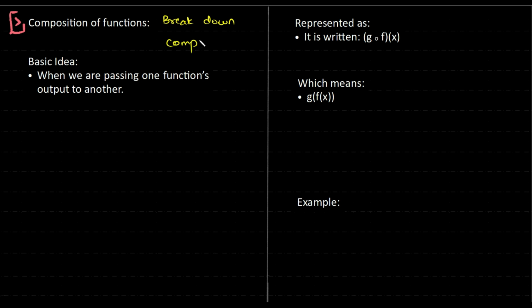So the basic idea of composition of functions is to help us break down complex functions and understand them better. That's the whole funda. That's the need of it, actually. Now, what is the basic idea? When we are passing one function's output to another, what does that mean?